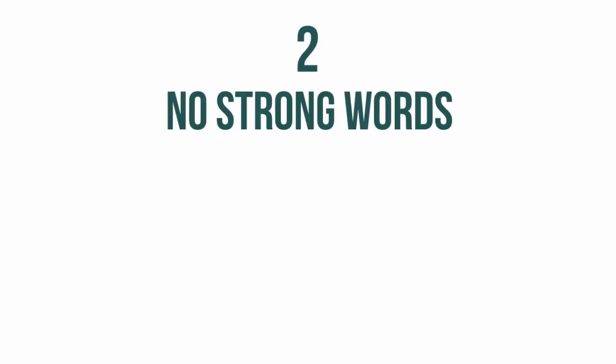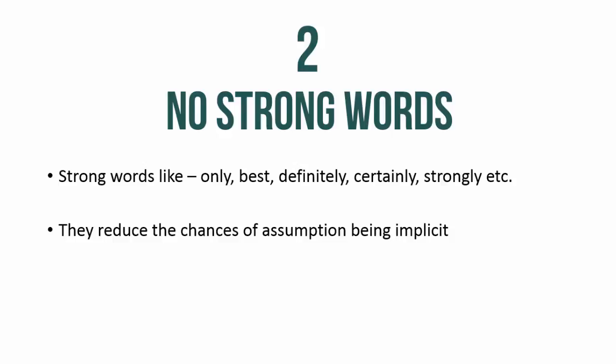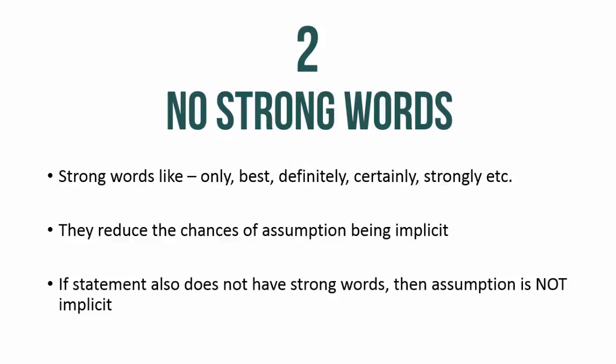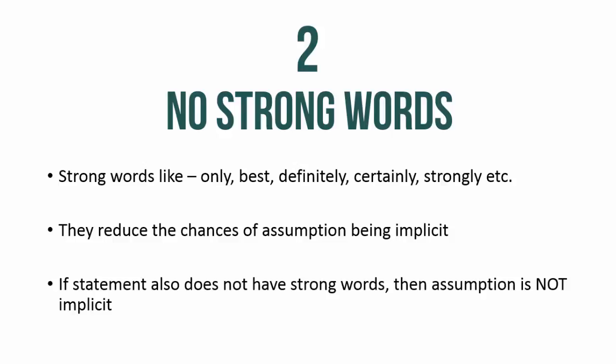Second, be wary of strong words. Strong words are words like only, best, definitely, certainly, and strongly, and so on. They reduce the chances of an assumption being implicit. An assumption is a logical statement. It's a fact. A fact does not have strong words like definitely and certainly. In case an assumption does contain such strong words, check once whether the statement also has the same strong words. If it does not, then this assumption will not be implicit.